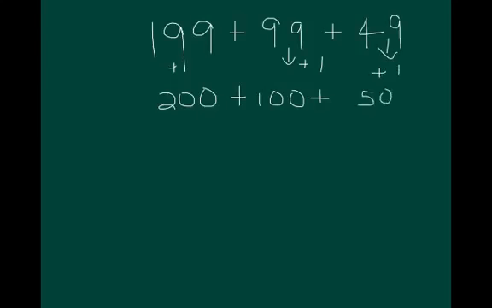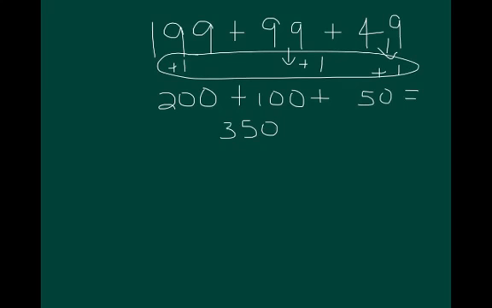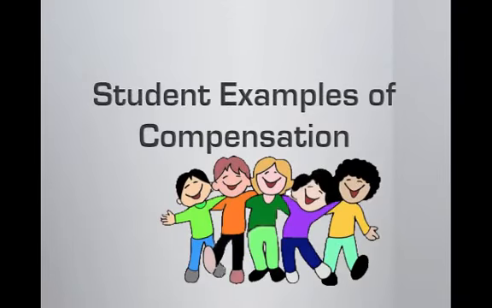You can see how easy it would be to think about 200 plus 100 plus 50 as being 350. Okay? However, now we've added 3 extras, so now we just have to subtract 3. And because kids are good at those combinations of 10, they're able to do that mentally pretty well. So let's take a look at some student examples of compensation.